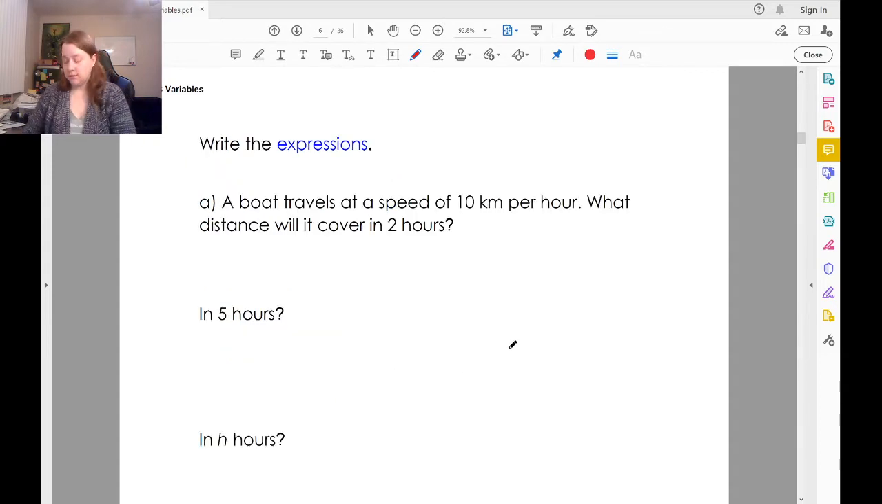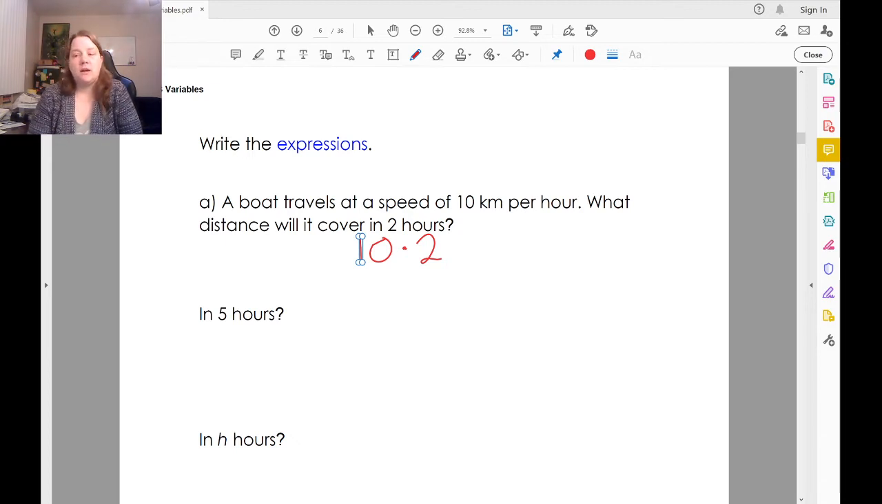Now they want us to write these expressions. A boat travels at a speed of 10 kilometers per hour. What distance will it cover in 2 hours? Well, to solve that, we would take 10 and multiply it times 2. And you can see I've got the dot there. I'm making it a little bit bigger right now. It's difficult to do with this. You want to make sure it's dark enough that the teacher can actually see it on the page.